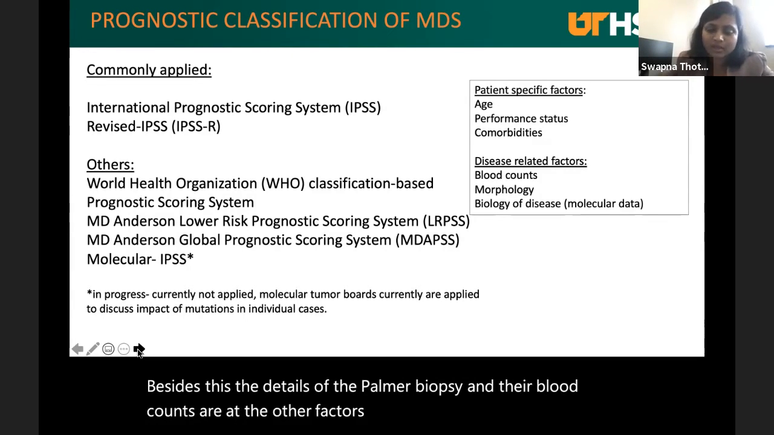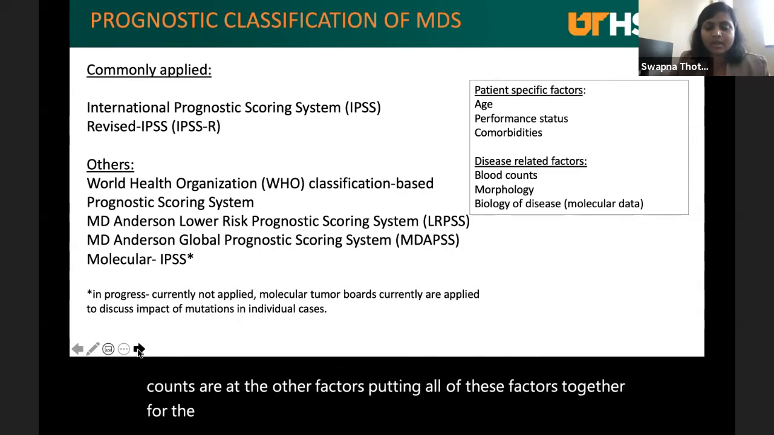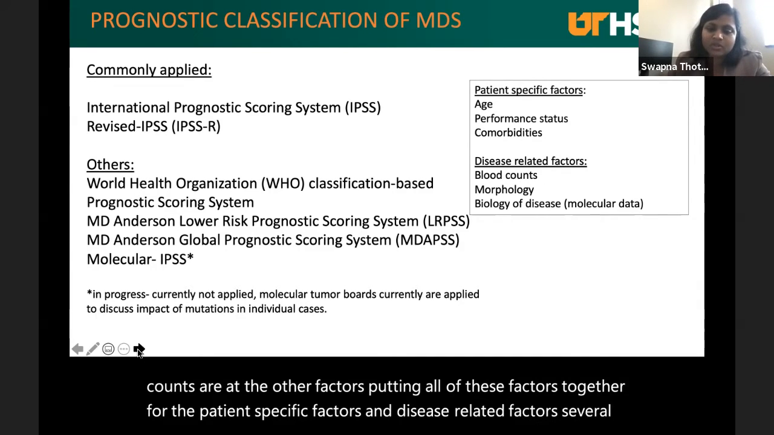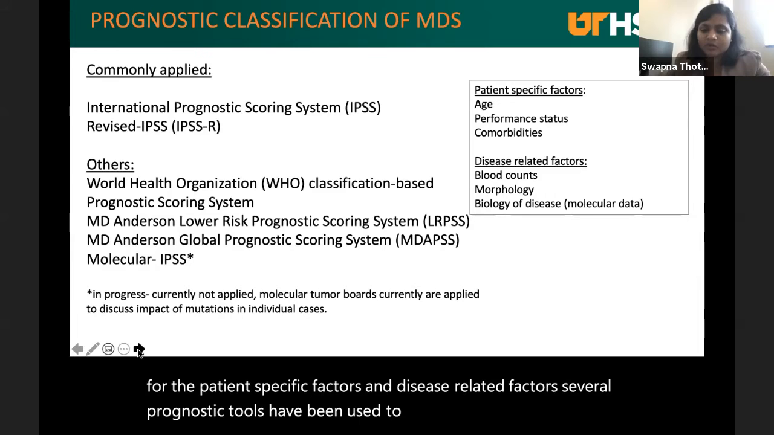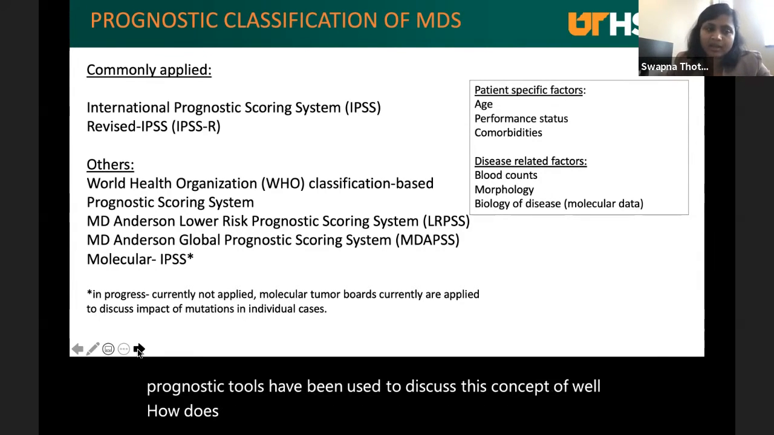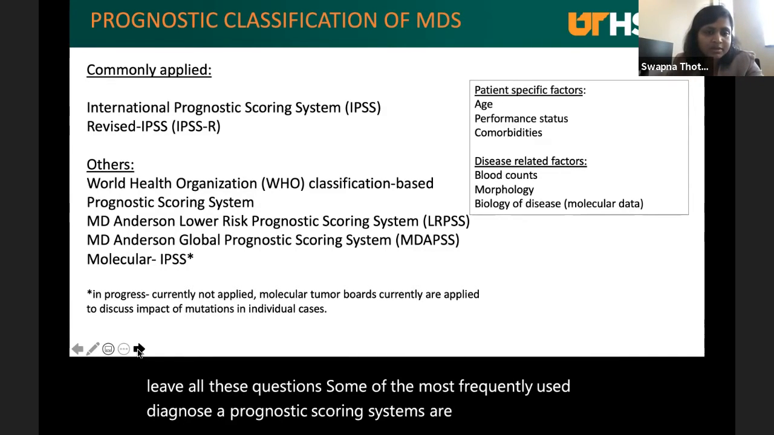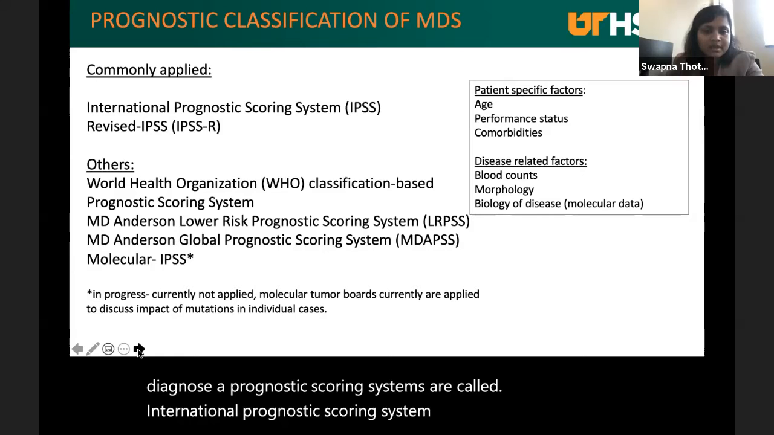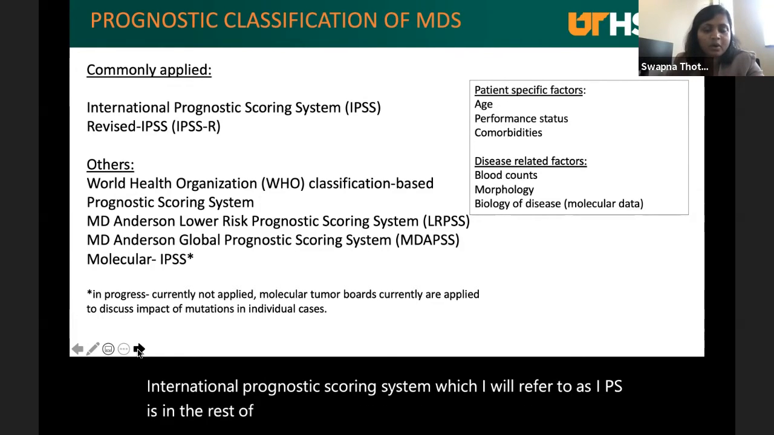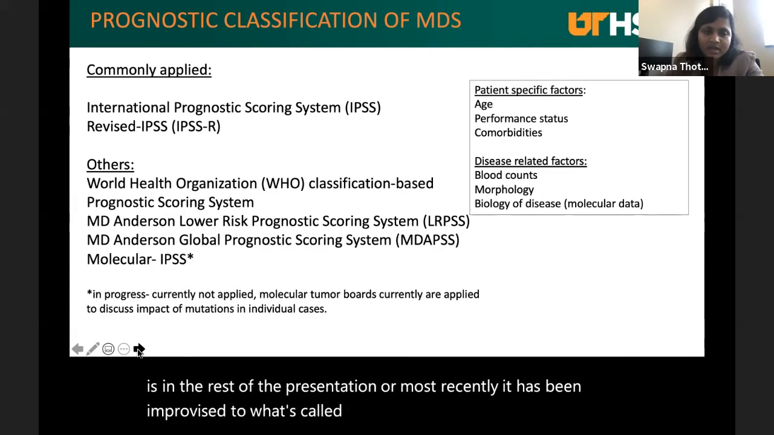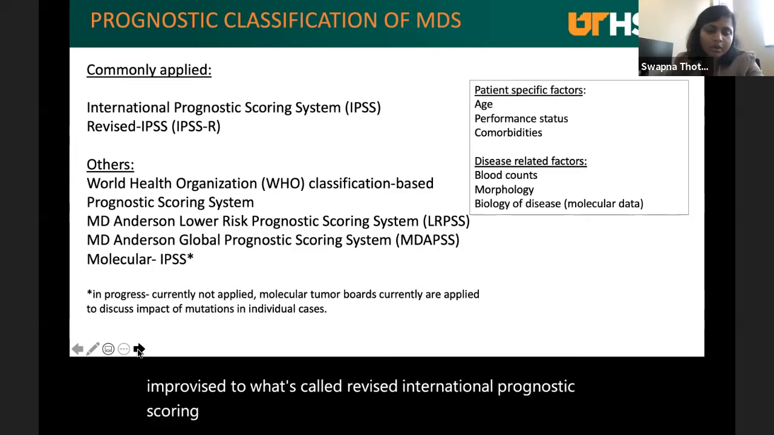Putting all of these factors together, both the patient-specific factors and disease-related factors, several prognostic tools have been used to discuss this concept of, well, how does this diagnosis impact my life? How long do I have to live? All these questions. Well, some of the most frequently used prognostic scoring systems are called International Prognostic Scoring System, which I will refer to as IPSS in the rest of the presentation, or most recently, it has been improvised to what's called Revised International Prognostic Scoring System, or IPSS-R.